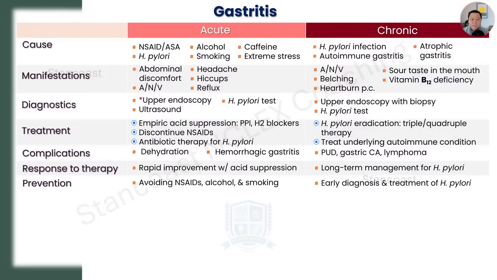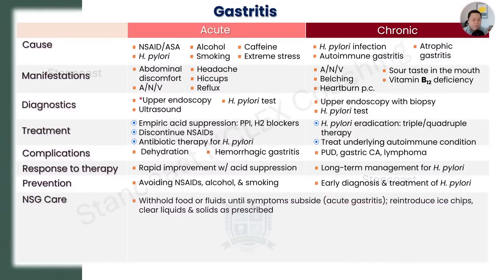Now, as far as the prevention here, early diagnosis is very important, especially early treatment of the H. pylori. And the following nursing interventions that I have summarized here are generally applicable to both acute and chronic gastritis: making sure that we're going to withhold food or fluids until the symptoms subside, and also to introduce or reintroduce, let's say, ice chips, maybe clear liquids and solids as prescribed when the patient has already tolerated, and to monitor for hemorrhagic gastritis.